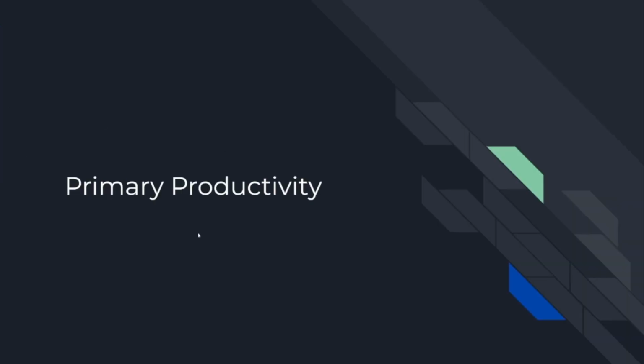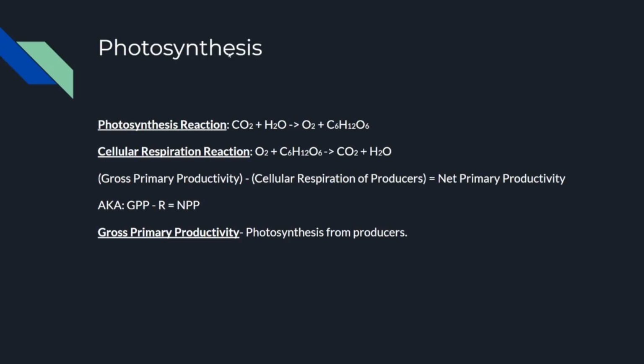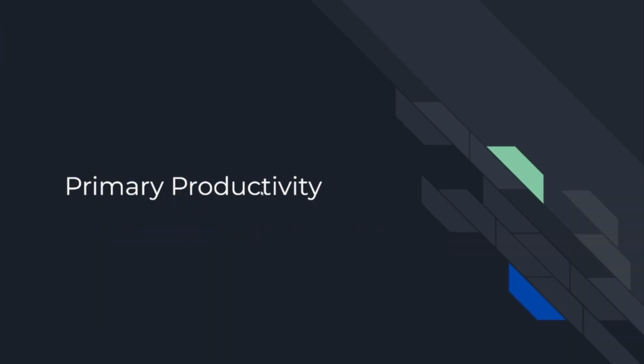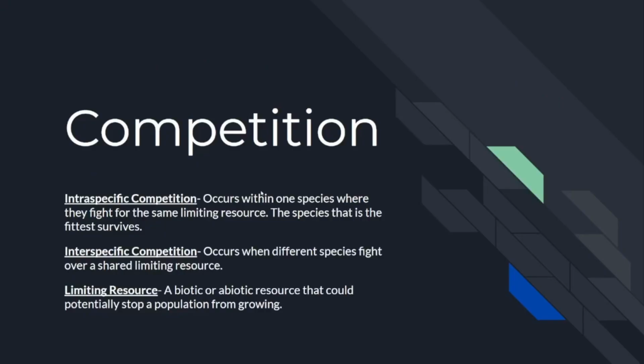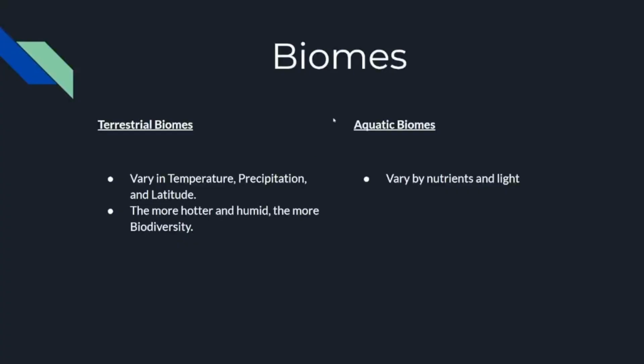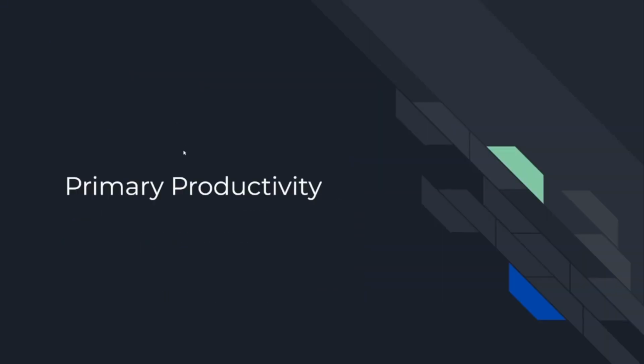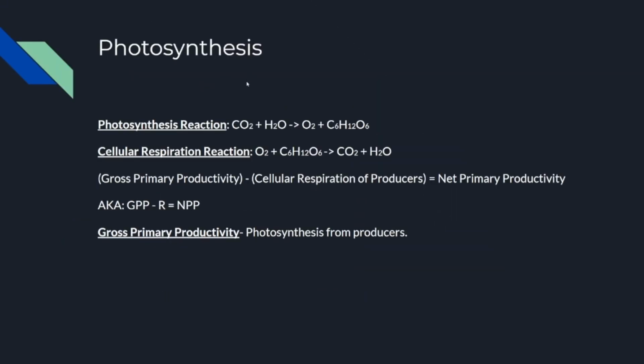Okay. Anyways, we got primary productivity next. Primary productivity, we already talked about that earlier, I think, right? No, primary productivity we'll talk about in a later chapter. But the main thing you need to know is photosynthesis. So the photosynthesis reaction is CO2 plus H2O equals O2 and glucose. So this is the glucose right here.